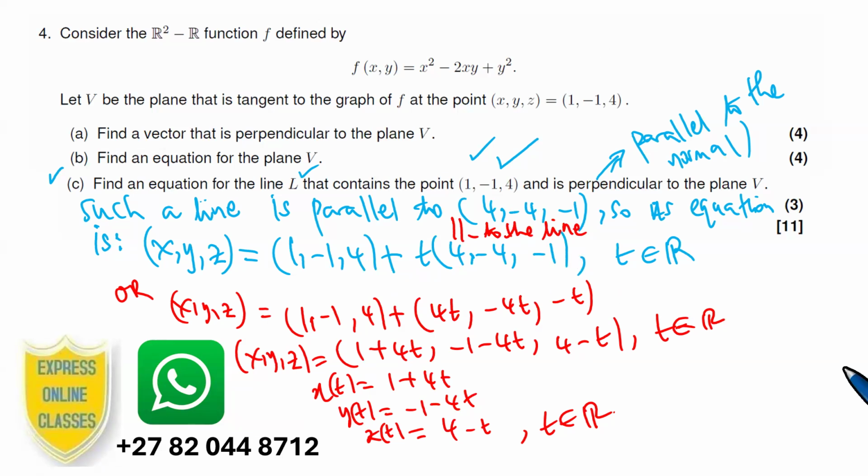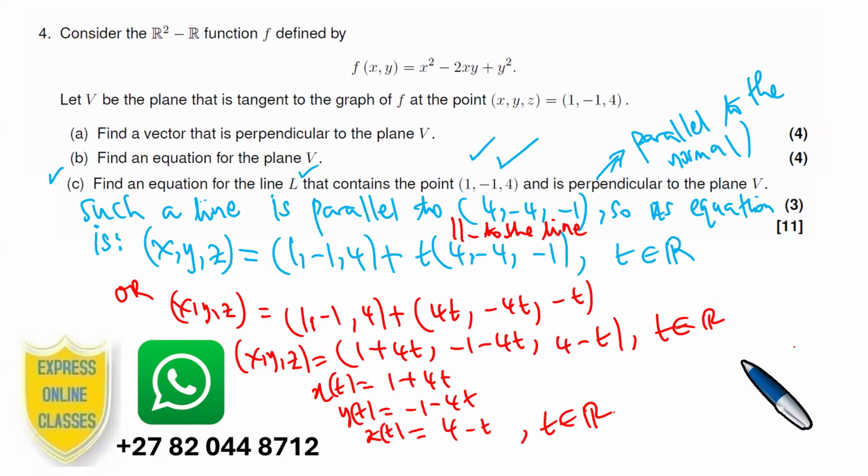This is the answer. Think about it. Make sure you understand how to find the equation of a line. To find the equation of a line, you need two things. You need a point through which the line passes, because this line contains the point (1, minus 1, 4). But it is also parallel to this vector. Because we've been given something here.